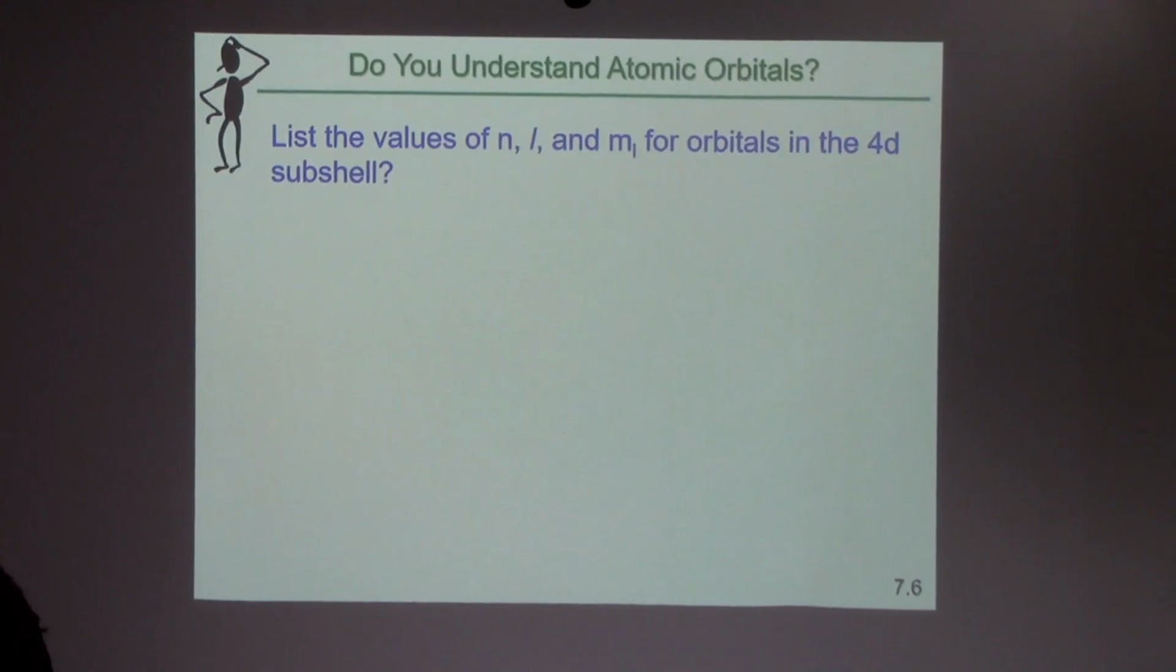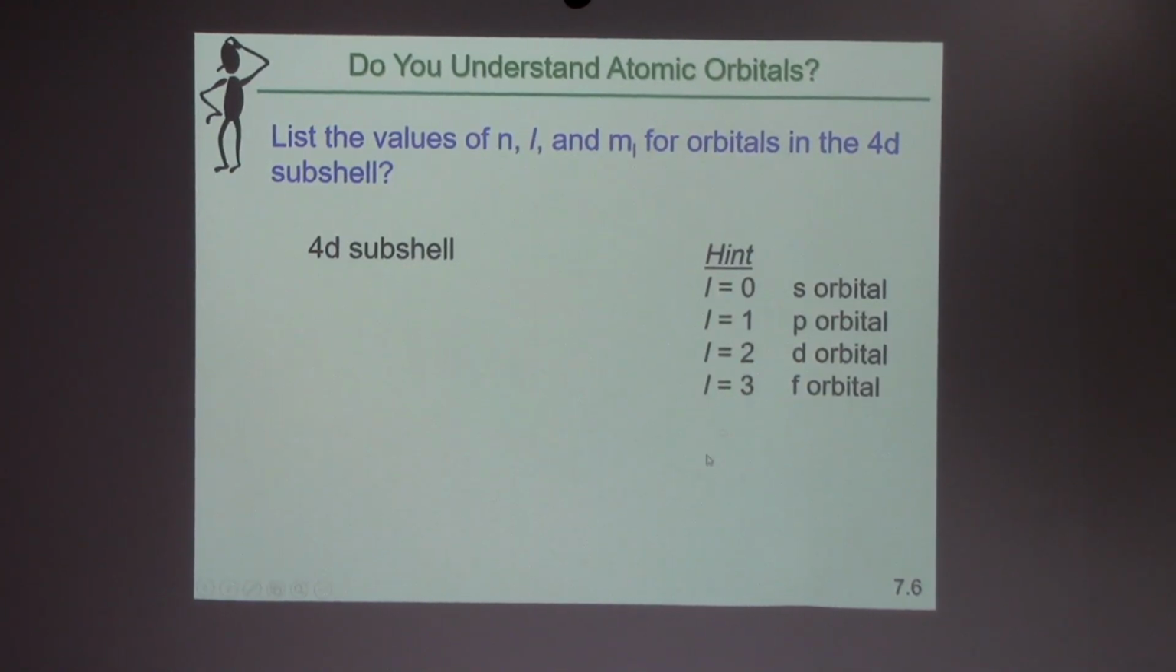So this problem is asking you to list the values of n, l, and ml for orbitals in the 4d subshell. Here's a hint, something we mentioned earlier: if l equals 1, the orbital is called p. If l equals 0, the orbital is s. If l equals 2, the orbital is d. If l equals 3, it's an f orbital.